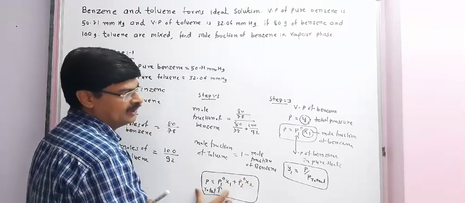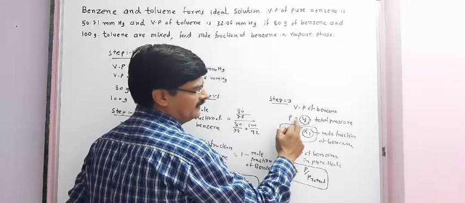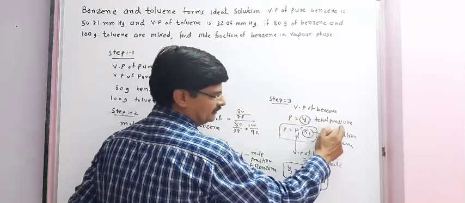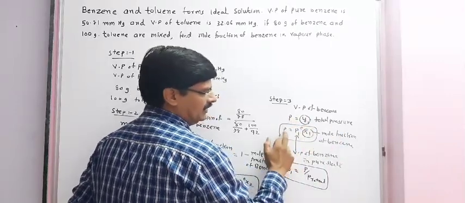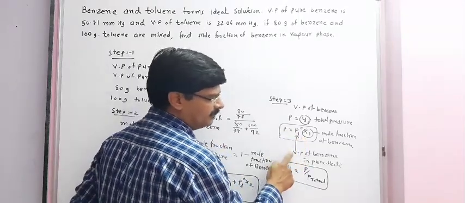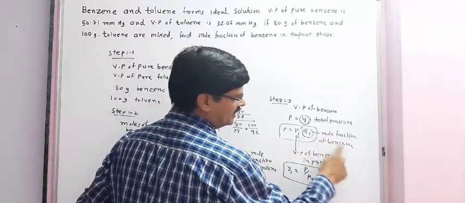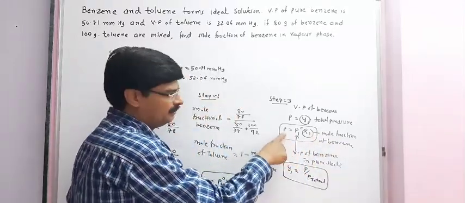After getting this value, we will go for the third step, that is we will find out P is equal to Y1 into total pressure. But what is P? Then P1 naught into x1. Here as I told you that P1 naught is the vapor pressure of benzene in pure state and x1 is the mole fraction of benzene. You will get the answer for P.